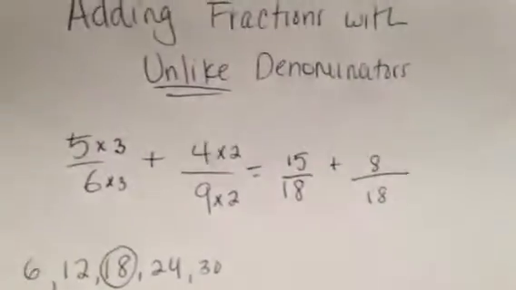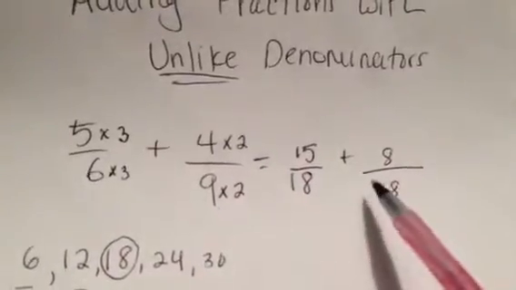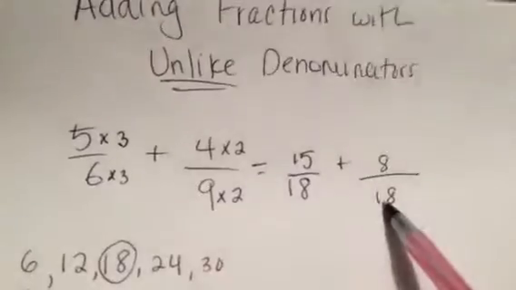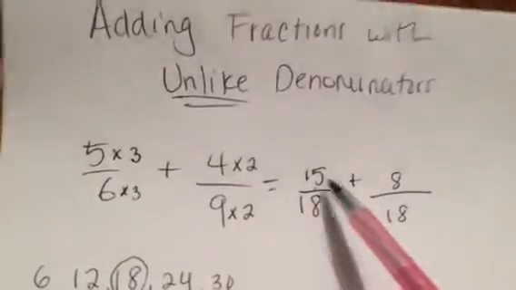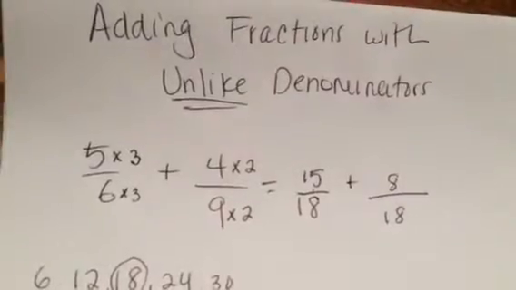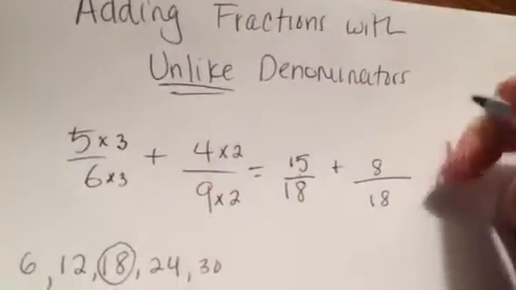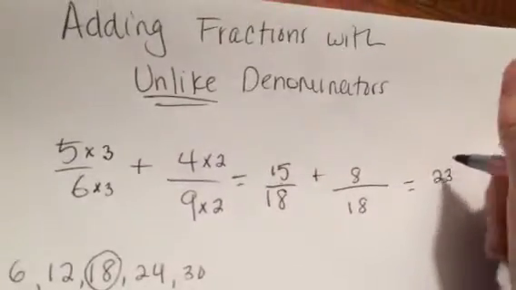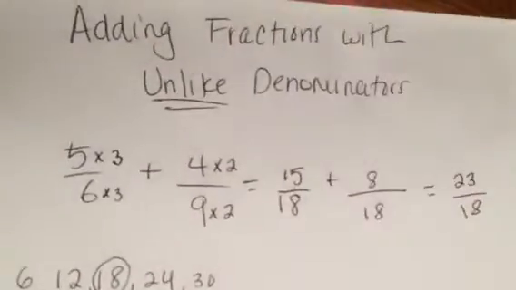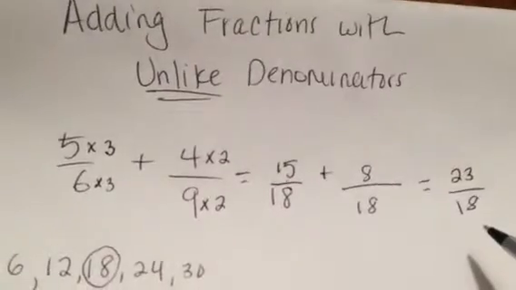Okay. Now that I have a common denominator, meaning they both have the same denominator, I can just add across. Well, 15 plus 8 is 23. So it's 23 over 18. And I cannot reduce that fraction.